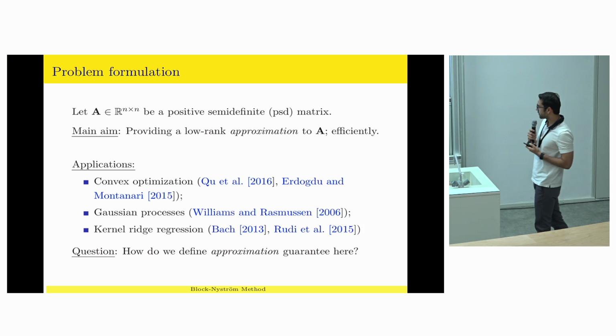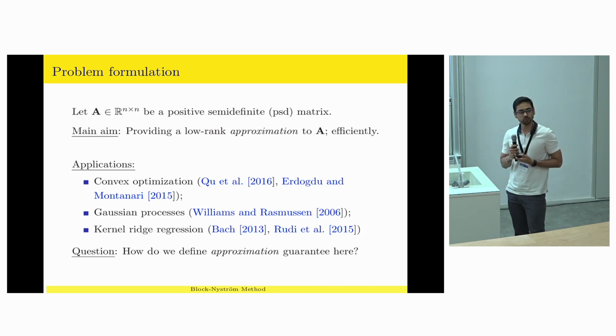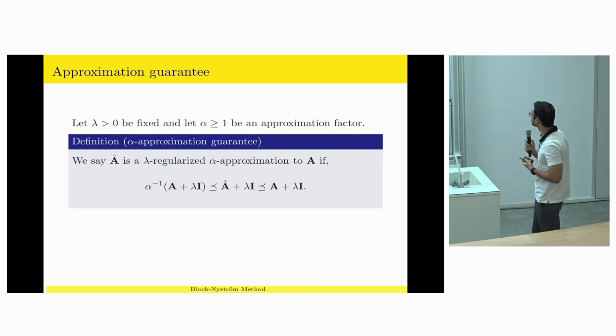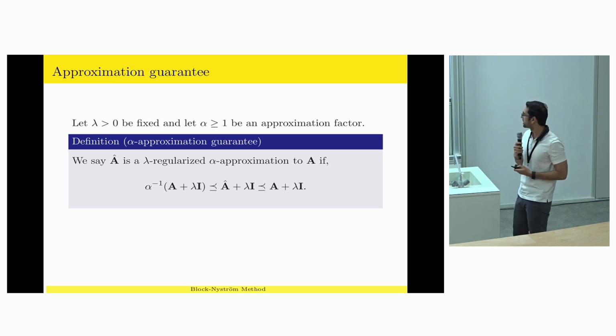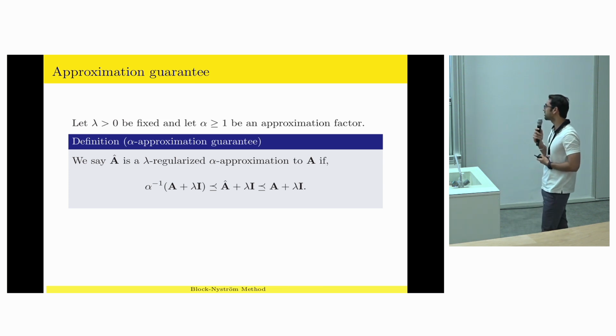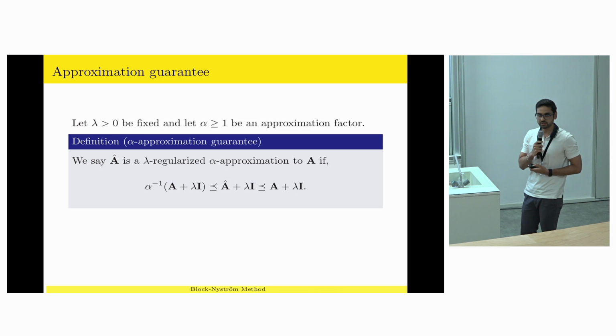The first ambiguity that we should resolve here is, what do we mean by approximation, and how do we define it? So let's fix that first. Suppose alpha is your desired approximation factor, and there is some positive lambda. We say that A hat is a lambda-regularized alpha approximation to A if the following condition holds.